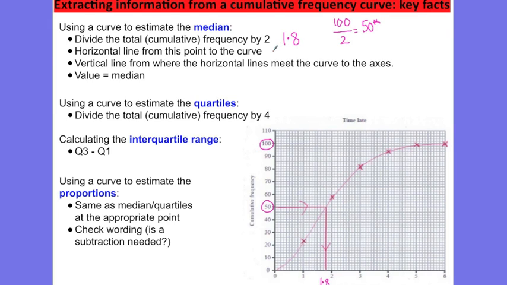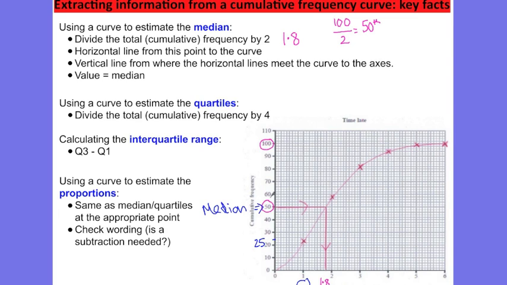We can then use our curve further to estimate the quartiles. This is splitting our distribution into quarters. We have here half, which is where we find the median. This is quartile 2. To find quartile 1, the lower quartile, we will be here at 25. Going across, down, the value that comes off is quartile 1.